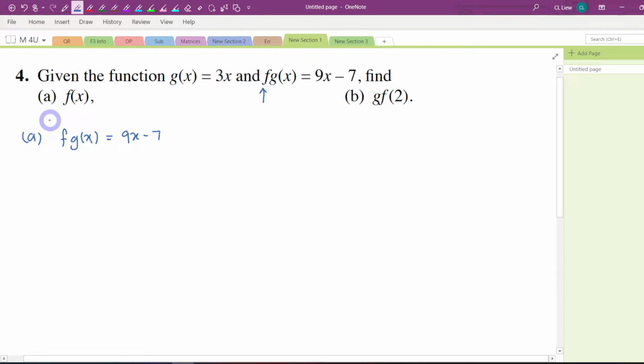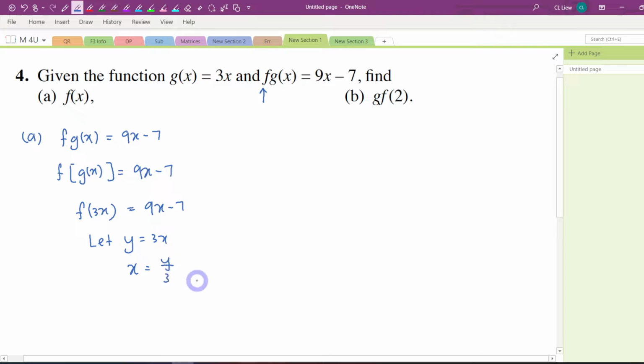So for part A, we want to find the function f of x first. Let's focus on g of x first. What is g of x? g of x is equal to 3x, right? So I'm going to replace this by 3x. Now, let y is equal to 3x. From here, I know that x is actually equal to y over 3. So I'm going to replace this by y and replace this by this.